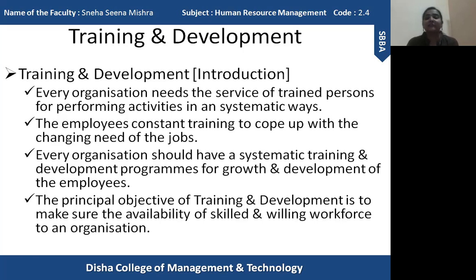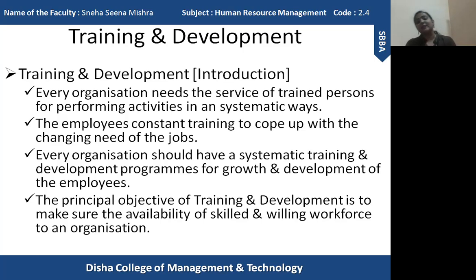So each and every candidate who is appointed on a job, whether the candidate is experienced or inexperienced, all the employees must be trained properly so that they can perform their job efficiently, and they can have a higher level of performance, and they can contribute to the organization to a greater extent. So that is the major objective of training.